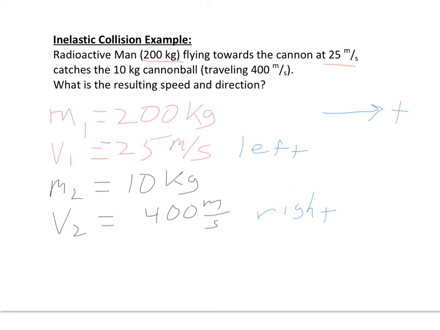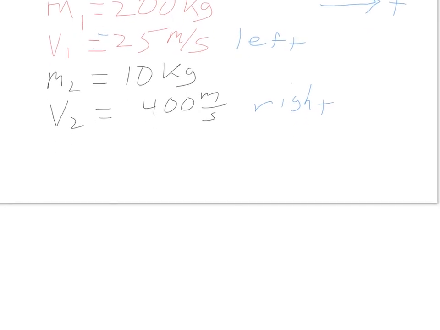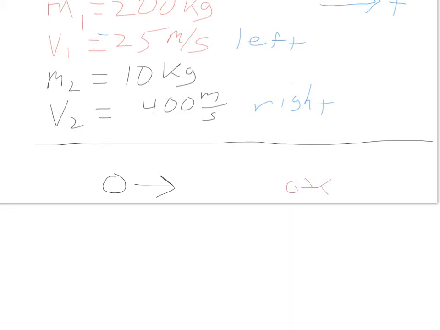Now, like in most cases with physics, a little sketch can really come in handy. So I'm going to go ahead and make a quick sketch of what's going on here. I've got my cannonball, and that's initially going to the right. Then I've got radioactive man here, and I'm not much of a drawer, but that's okay. I'm just going to make a little stick figure. So there's radioactive man flying along to the left. That will come in handy later on.